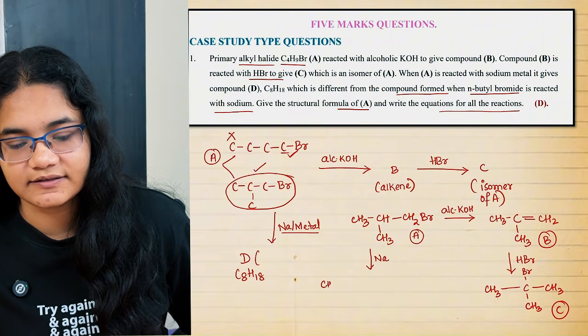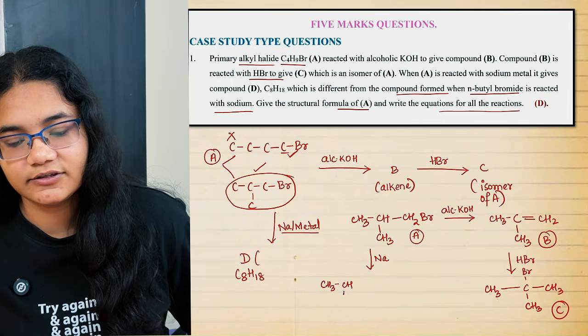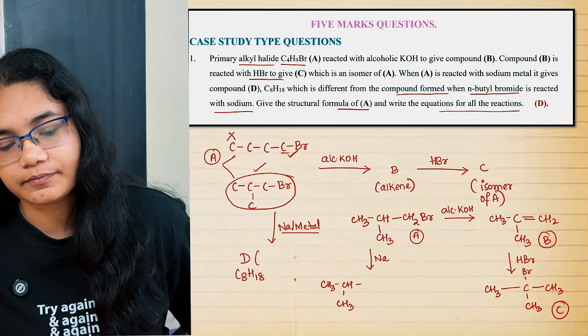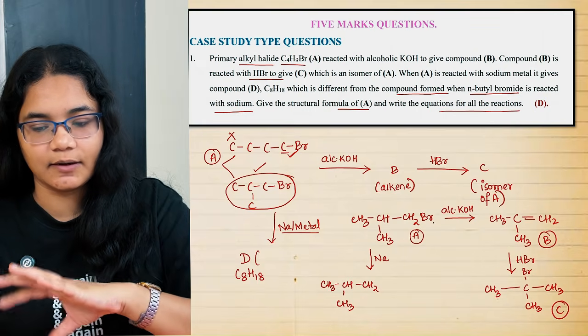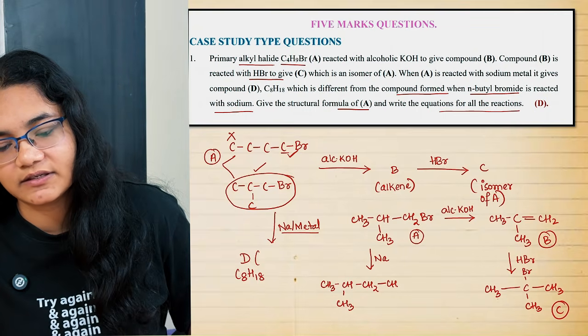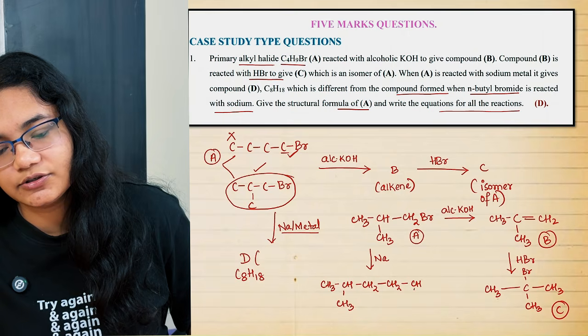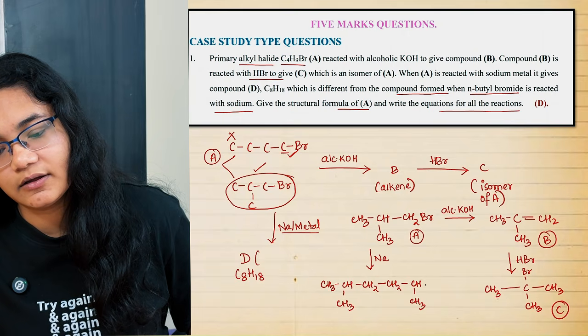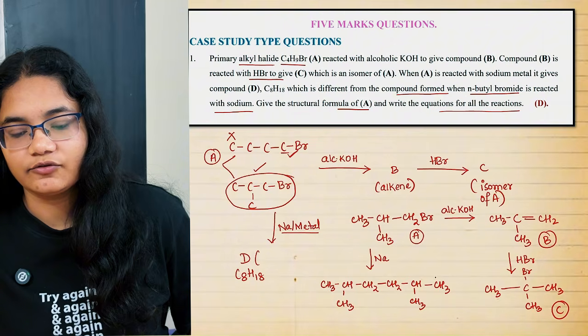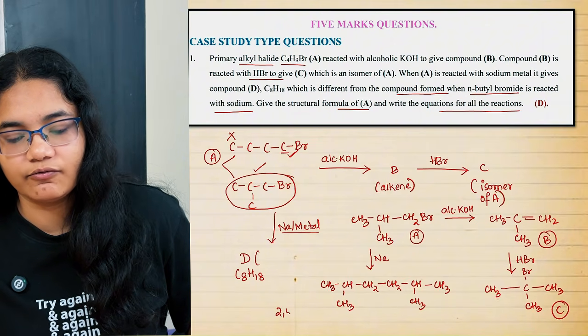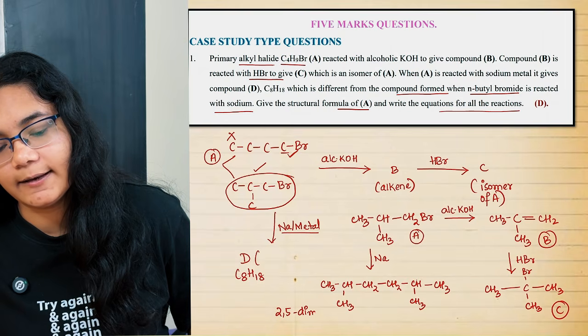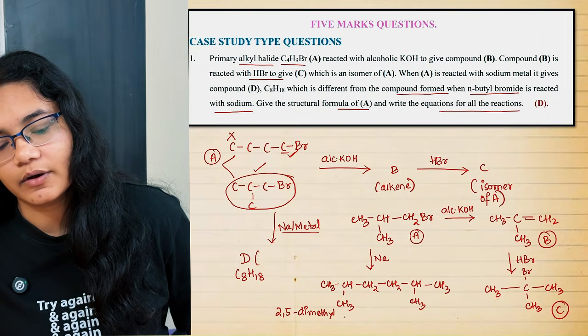So I will get here CH3, CH3, CH2. Now in the Wurtz reaction, a coupling happens, which means this compound will be repeated again. So I will have CH2, CH3 and CH3. So you have 1, 2, 3, 4, 5, 6. So we have 2,5-dimethylhexane.